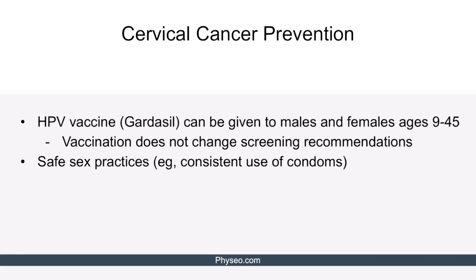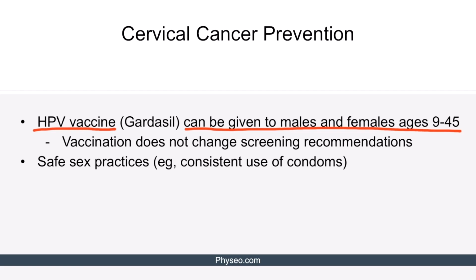Okay, so that was cervical cancer screening. What about prevention? Well, cervical cancer prevention is accomplished first and foremost with vaccination. And the HPV vaccine, which is usually Gardasil, can be given to males and females ages 9 through 45. Though the routine vaccine is typically given to kids age 11 to 12.